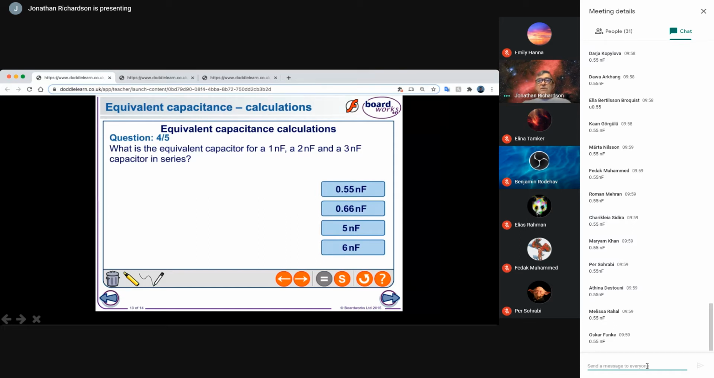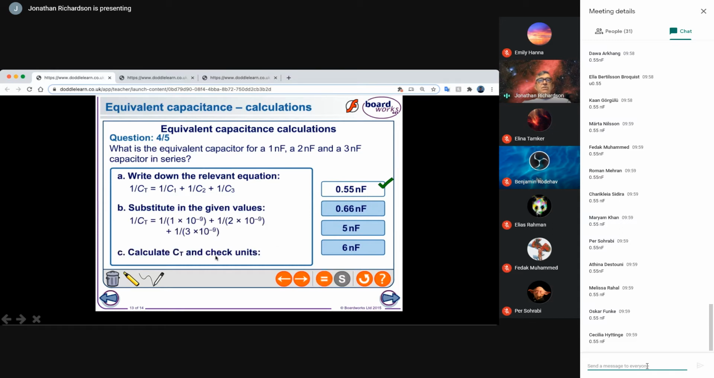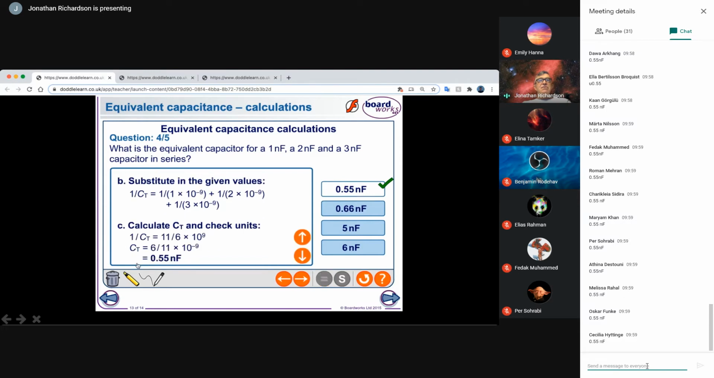Right, so we've got a good selection of answers, thank you. So this time we get, of course, 0.55 nanofarads. How is that the case? So 1 over C1 plus 1 over C2 plus 1 over C3. Then we have, substituting the values. Again, you can do this on a calculator, but of course it just looks so much easier if you write this down so you can see your values.